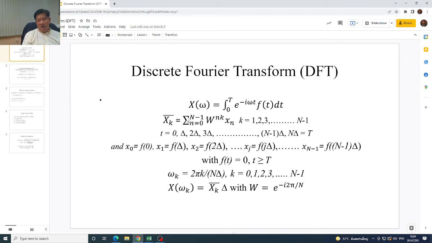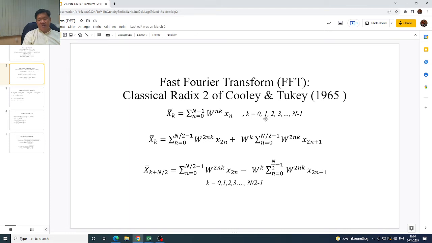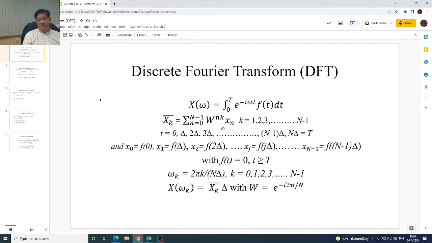This X bar k is this evaluation, but let me write that k equal to 0 also exists. k starts from 0, 1, 2, 3 to n minus 1. And you can see that we change it here, k is equal to 0, 1, 2, 3 to n minus 1. This is the X bar k, according to this approximation, of what we call the discrete Fourier transform.